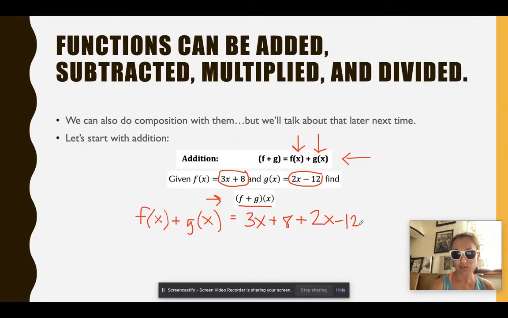Then all you have to do from here is collect the like terms. We have a 3x and a 2x, which is a 5x, and an 8 minus a 12, which is minus 4. And there you are. There's your final answer. You were never told what x was, so that's all you can do.